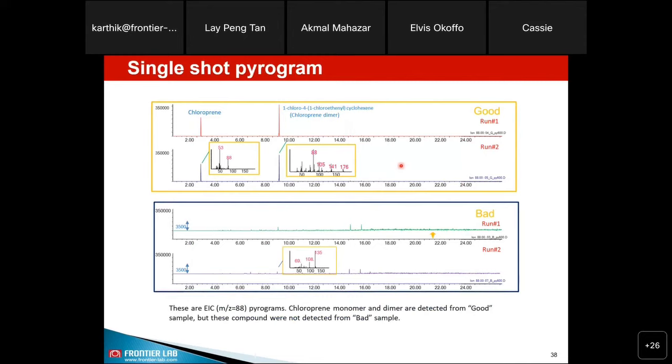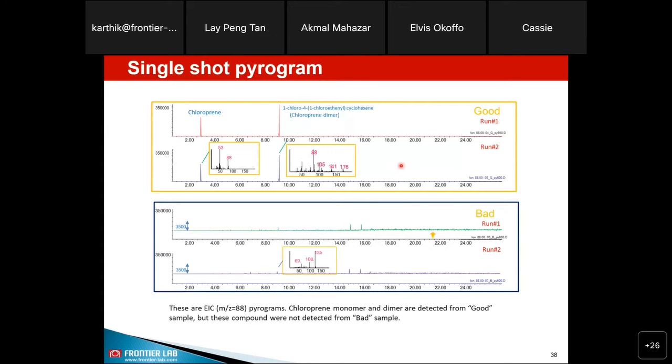The good rubber shows two types of monomer, one is chloroprene, the other one is EPDM. So two types of polymer rubber are present in this good batch of the diaphragm pump, whereas the failed one shows only the EPDM. So this is very obvious. You have a product difference between the two, and that can be one reason for this performance difference.